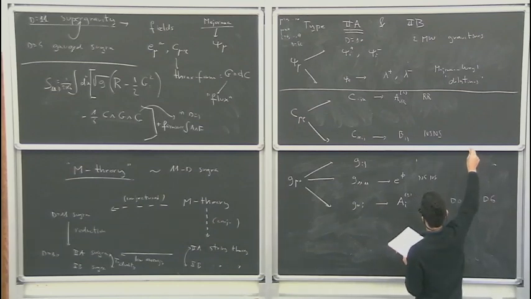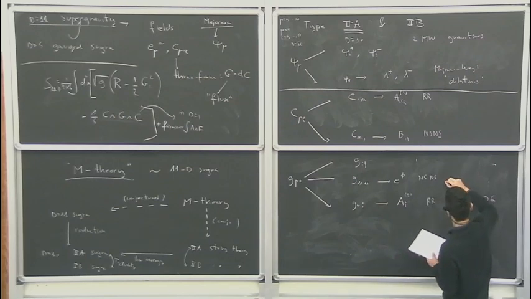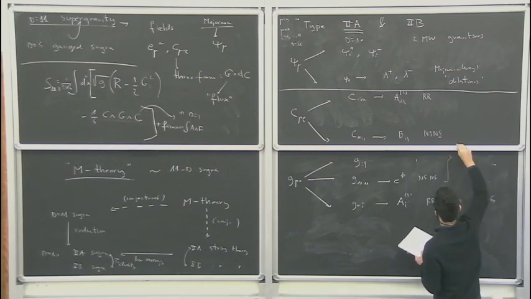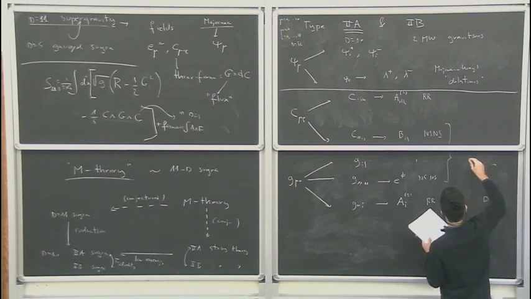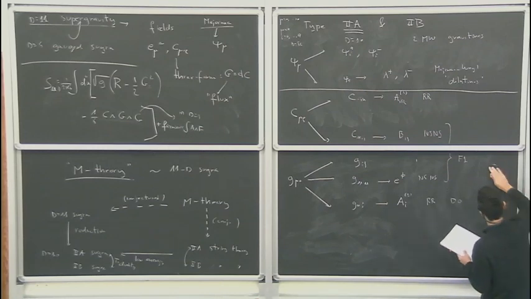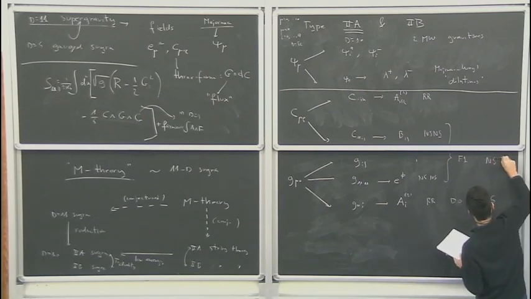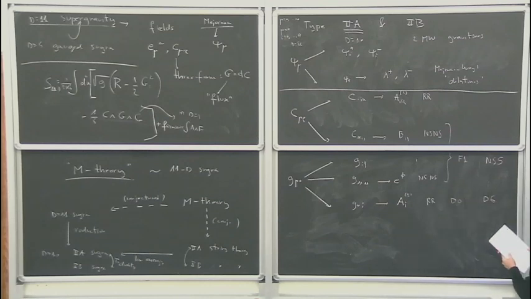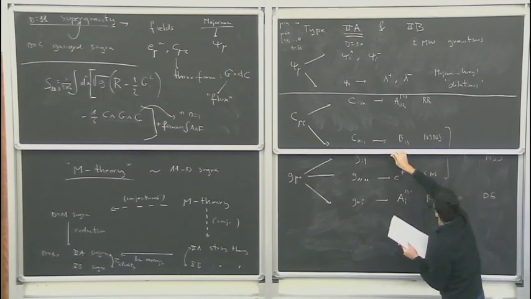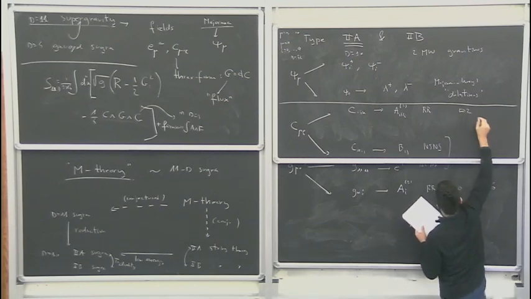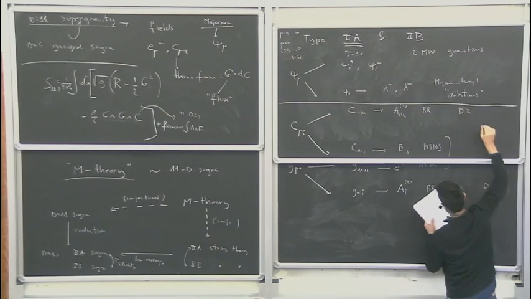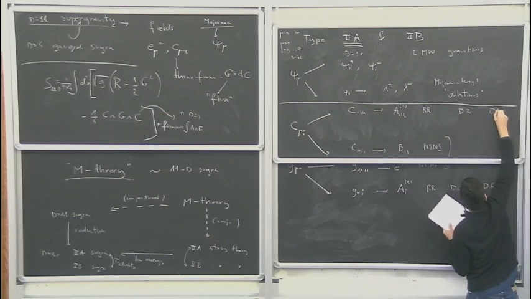All the Neveu-Schwarz fields, so I should put them all together somehow. So allow me this little dirty trick to join two blackboards. All the Neveu-Schwarz fields couple to the fundamental string, which is referred to as F1, and the Neveu-Schwarz 5 brane. And finally, the Ramond-Ramond three-form couples to an object which is called the D2 brane, as well as the magnetic dual D4.